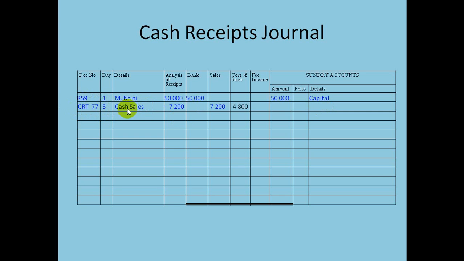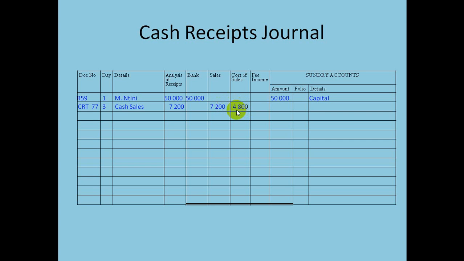We now write cash sales because we sold goods for cash. We received 7,200 Rand, so that goes into our till, into our analysis of receipts. Something else happened on this day, so we're not going to go to the bank straight away. This 7,200 Rand was for sales for the day. So in our sales column, we enter the 7,200. Now have a look at the cost of sales figure. It's less than the sales figure. Why? Because your cost price has to be less in order for you to make a profit.